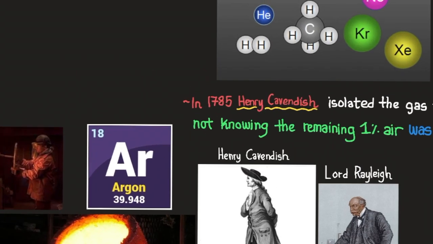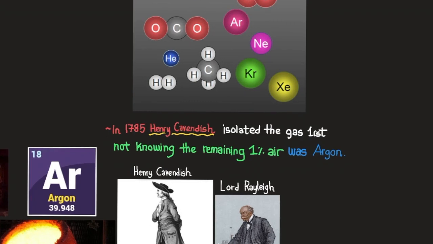Argon has been around for much longer than its discovery date in 1785, when Henry Cavendish isolated the gas for the first time, not knowing that the remaining 1% of the air that was left in the container was actually a new element that was eventually going to be called argon. So in the air, there's nitrogen gas, there's oxygen gas, there's argon, neon, krypton, xenon. This is methane, this is H2, this is helium, this is carbon dioxide. There's also various other gases, but they're so small in quantities that they don't affect us in general. So argon consists of 1% of the air.